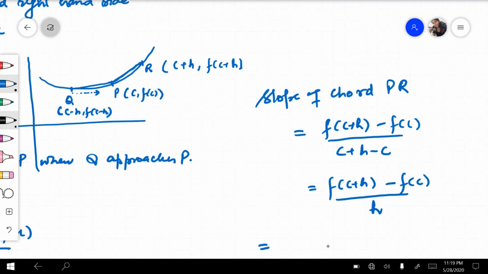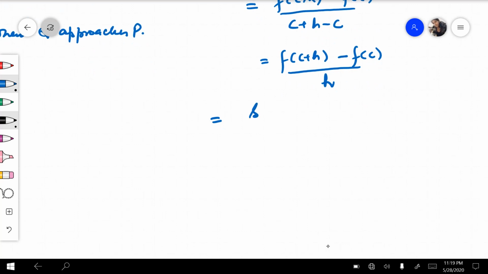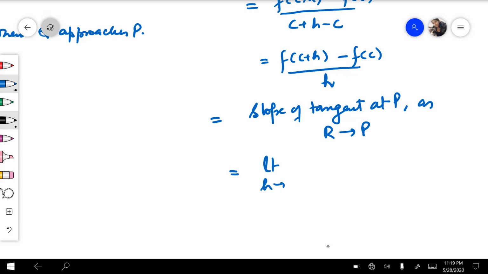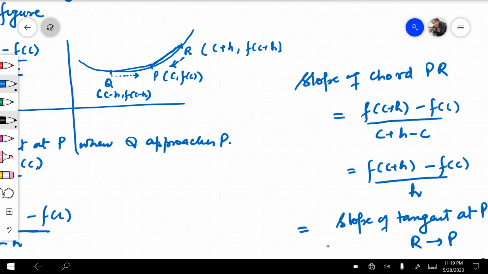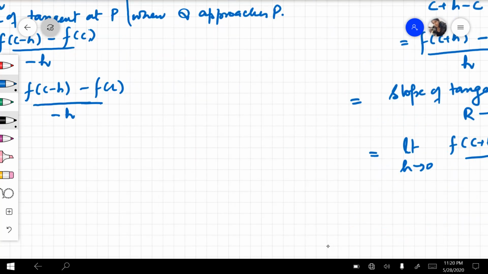As R approaches P, when R comes closer towards P, this h will become smaller and smaller and it will tend to 0. So in that case, it becomes the slope of the tangent at P as R approaches P. So this will be equal to limit h approaches 0, f of c plus h minus f of c upon h.